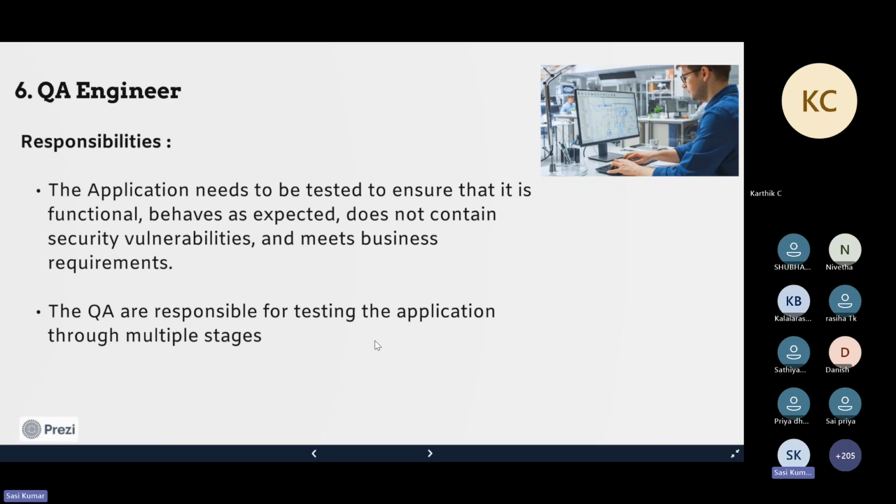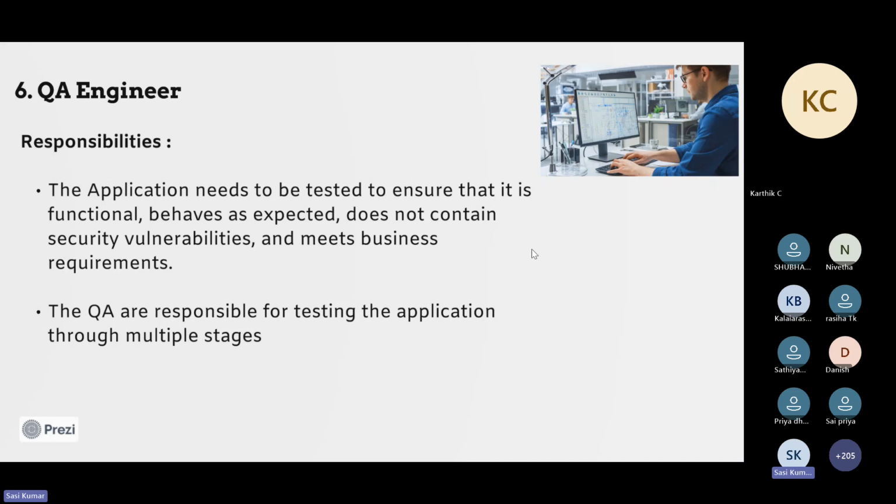So QA will be using various testing methodologies, like integration testing, sanity testing, black box testing, white box testing, and so on. Again, there are two varieties of QA you can say: one is manual test engineers, and the other is automation test engineers.